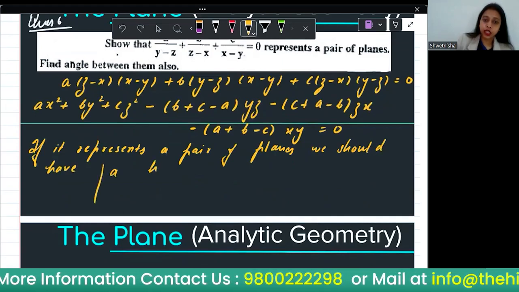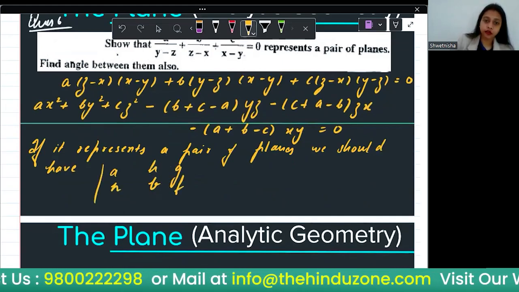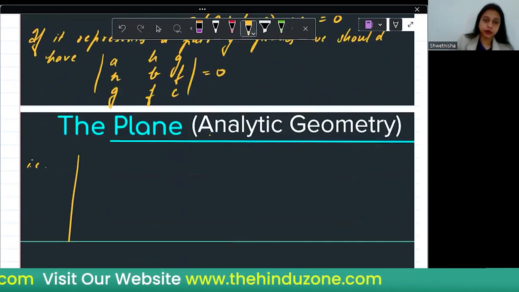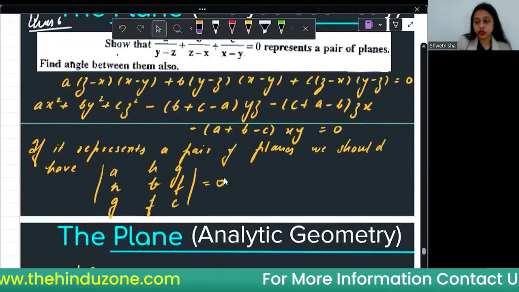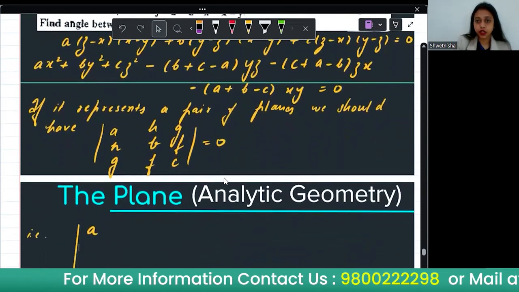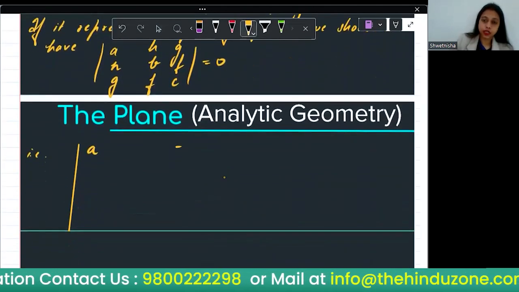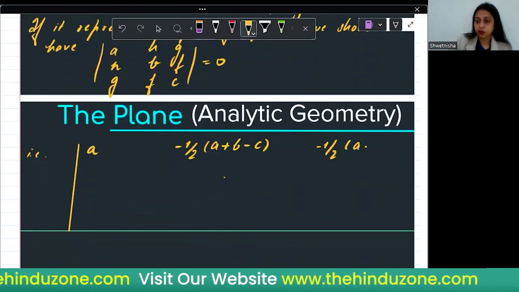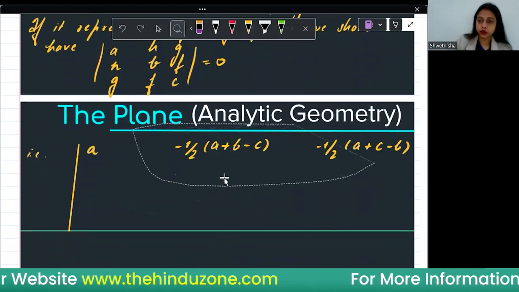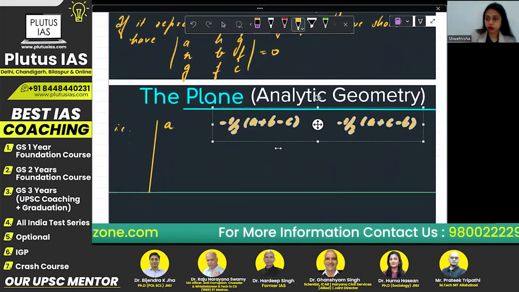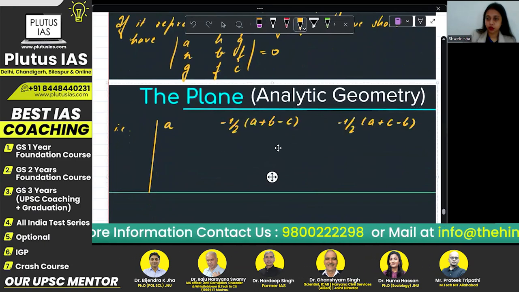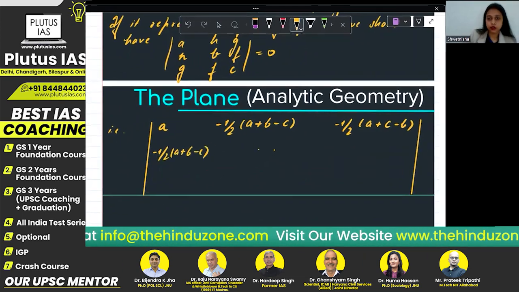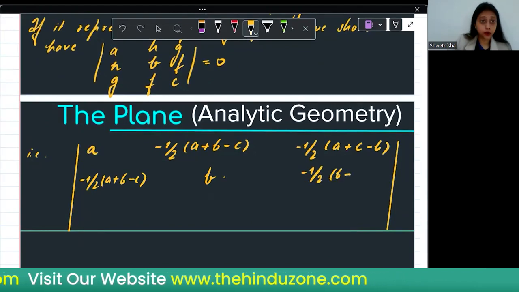we should have the determinant A, H, G, H, B, F, G, F, C should be 0. That is, we'll substitute the values. A, B, C are as they are. What is H? So, minus half (A plus B minus C). Similarly, here I have minus half (A plus C minus B). Here I have minus half (A plus B minus C). This is B.